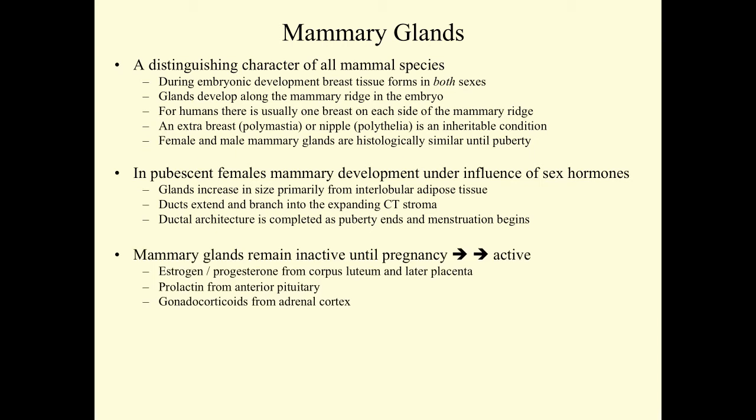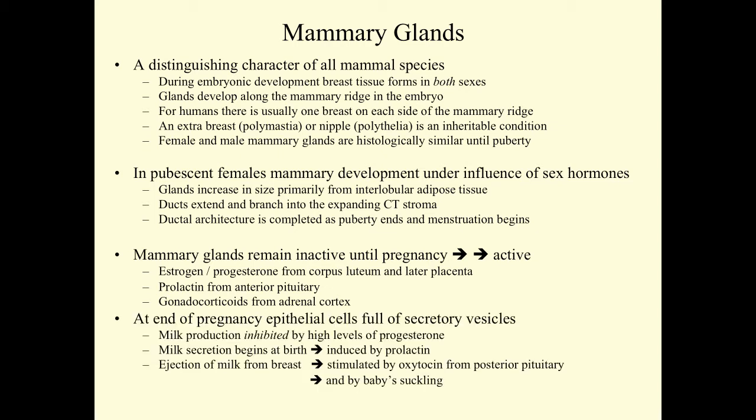The mammary glands are going to remain inactive until pregnancy, but then pregnancy is going to stimulate the mammary glands to start becoming active. Estrogens and progesterones from the corpus luteum and later the placenta, prolactin from the anterior pituitary, and glucocorticoids from the adrenal cortex all stimulate the inactive mammary gland and drive it to a more active state.